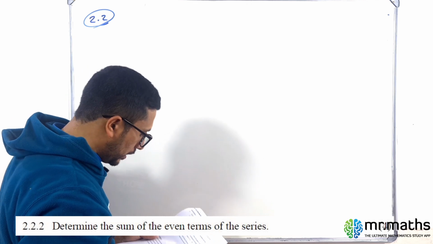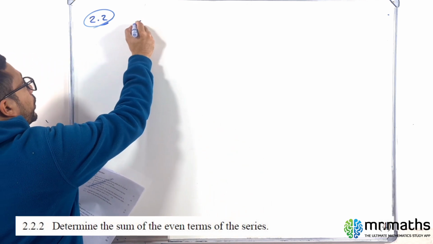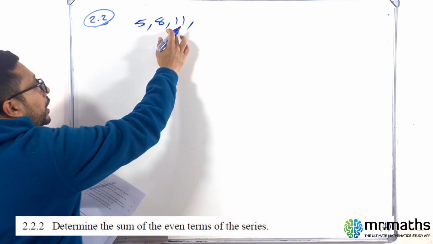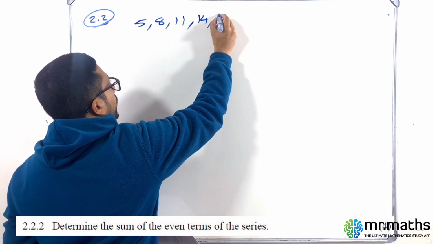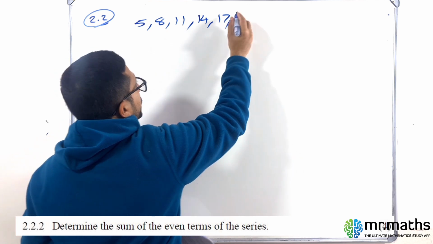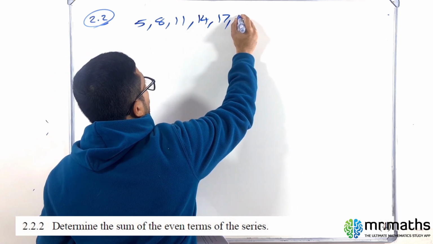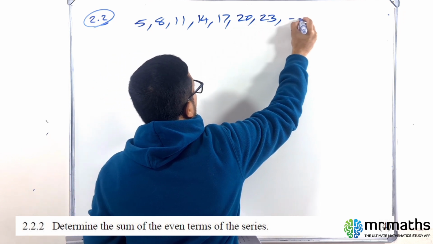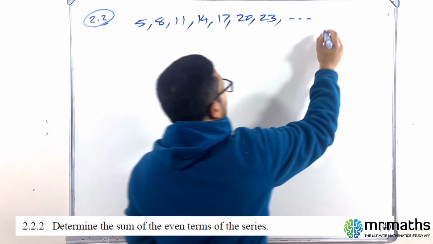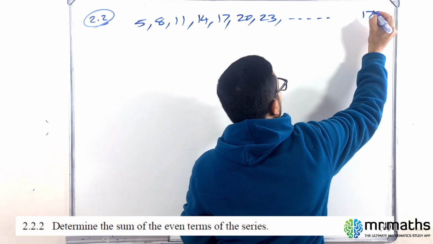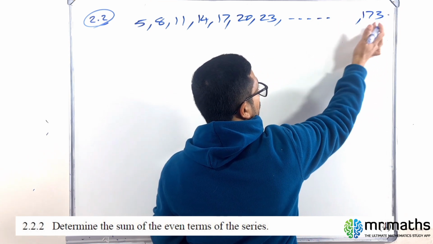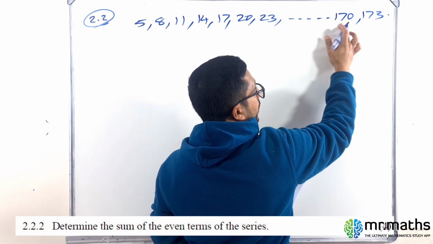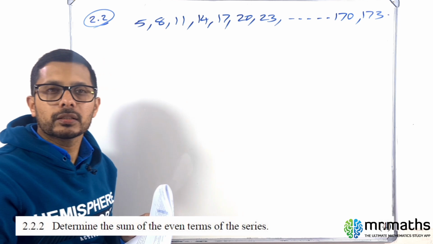2.2, what is our series? 5, 8, 11. What is the common difference? 3. So 11 plus 3 is 14, 14 plus 3 is 17, 17 plus 3 is 20, 20 plus 3 is 23, etc., up to 173. Am I right? Just before that, 3 less, that means 170. Then 170 plus 3 is 173.